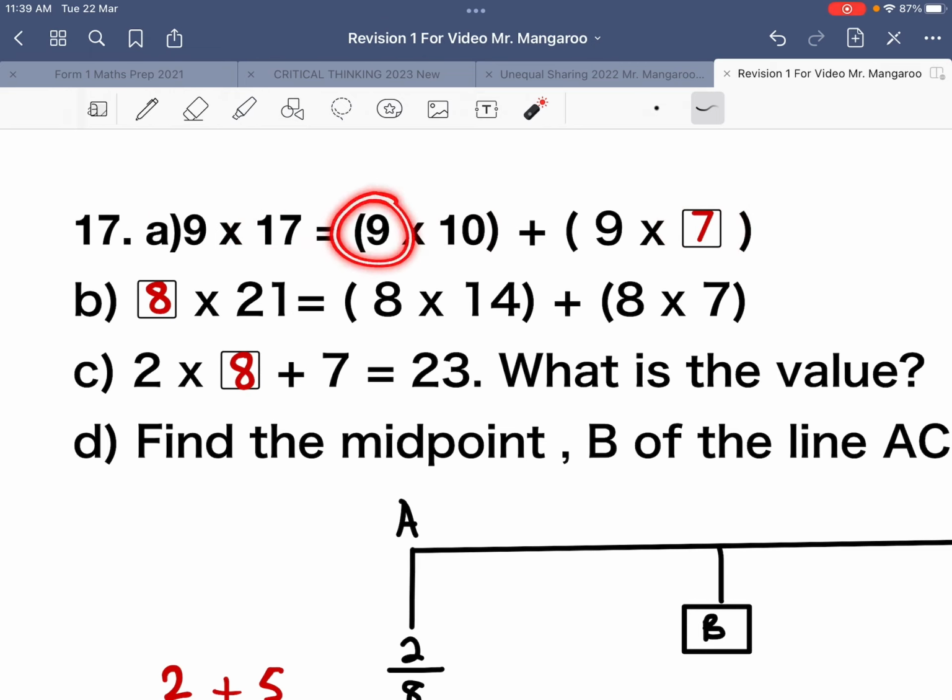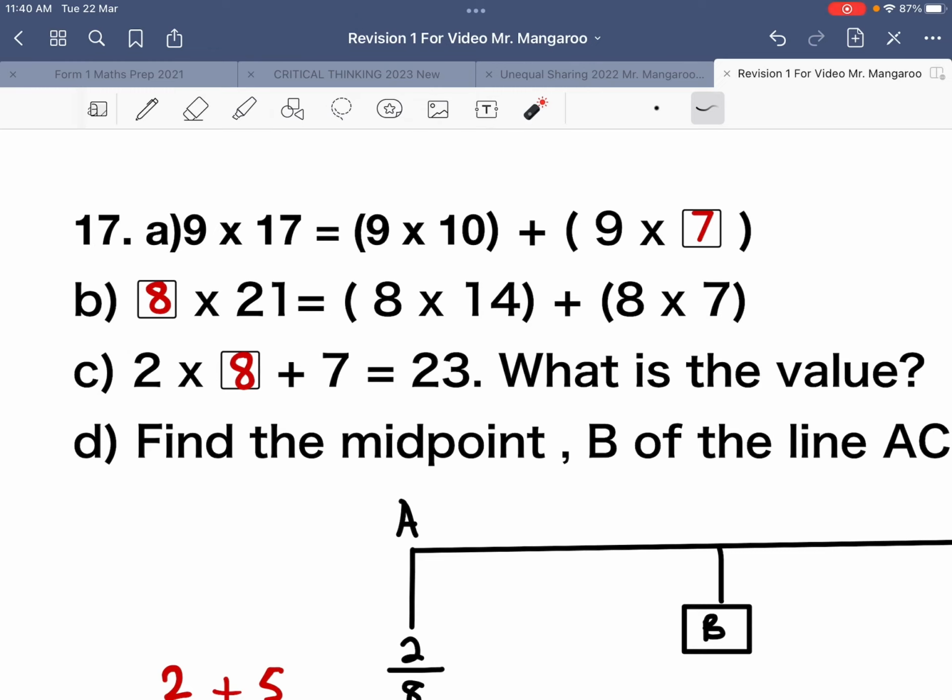So we're seeing 9 and 9. Right? So we just have to check 17 is equal to what? 10 plus 7. Similarly, we are seeing one number staying the same, 8, 8, and then the other two numbers, 14 and 7, make 21. So that means the 8 remains the same.